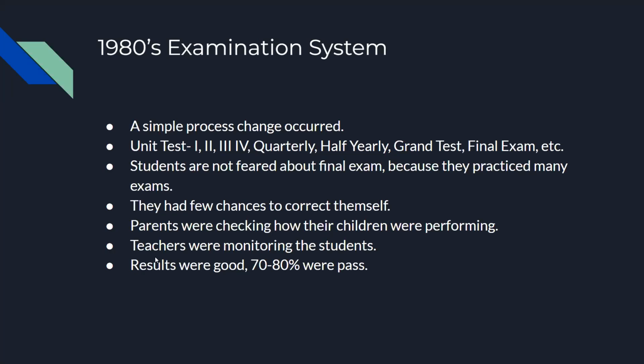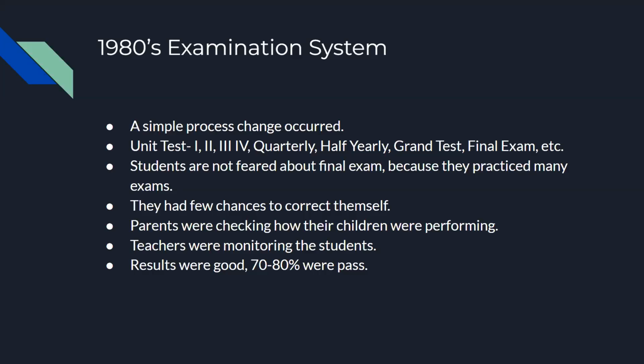Because of this process change, students are not worried about the final exam. Teachers are not worried about the final exam. They are worried about unit test 1 that may be in the next 1 month. Now, teachers will definitely get seriousness because they have to complete the syllabus. Without completing the syllabus, exams cannot be conducted. Students may not be serious from day one, but at least they will be serious 1 week before.